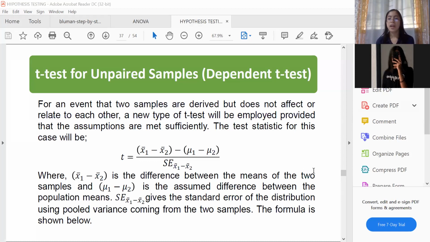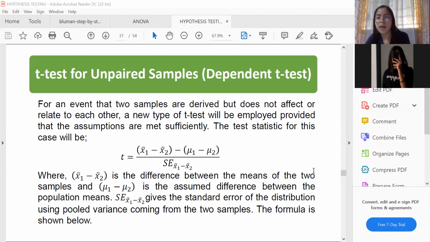So for the t-test, there are three types. In your previous activity or topic, that is the z-test, hypothesis testing for one sample population. If you have the data for the population standard deviation or population variance, then you use the z-test. But if there is no population variance and you only have the sample variance, then you use the t-test. It is a similar formula, but instead of population variance, you use sample variance or sample standard deviation.